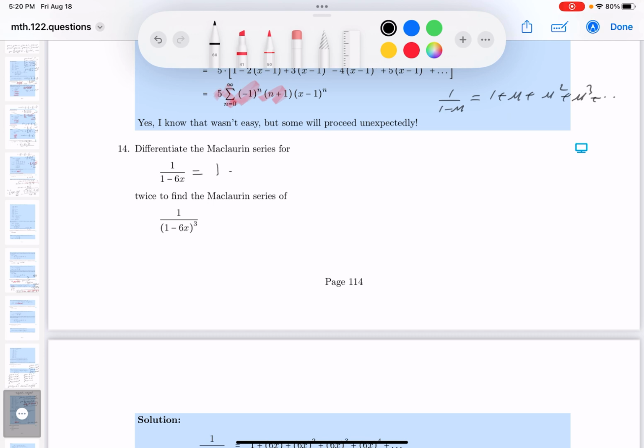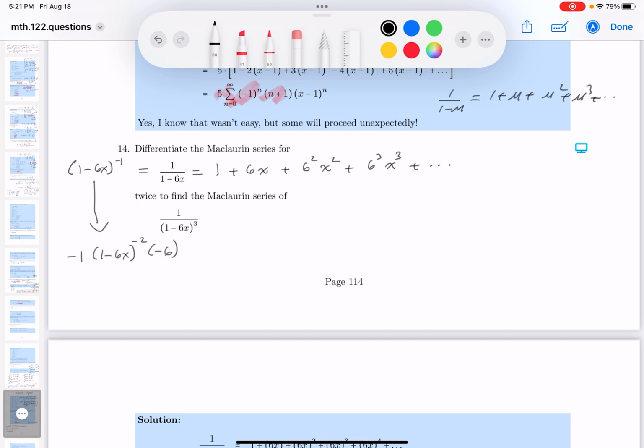So you can get 1 plus 6x plus 6 squared x squared plus 6 cubed x cubed plus yada, yada, yada. All right? Now, what does it say to do? It says differentiate it, right, twice. Now, for me to do that, I do not want to use the quotient rule. I'm going to rewrite this as 1 minus 6x to the minus 1. And I'm going to start differentiating it and see what happens. Right, so I'm going to differentiate this thing. What do you get? Minus 1 times 1 minus 6x to the minus 2 times minus 6.